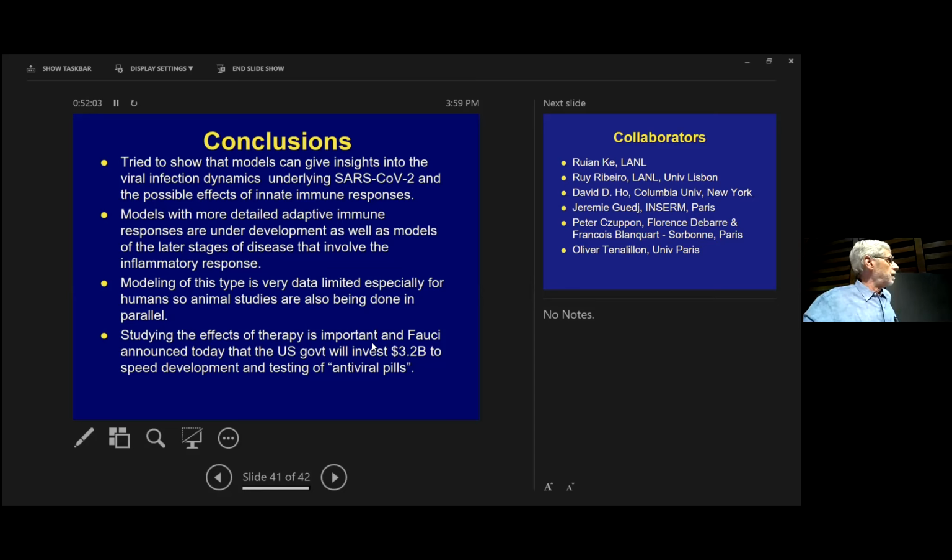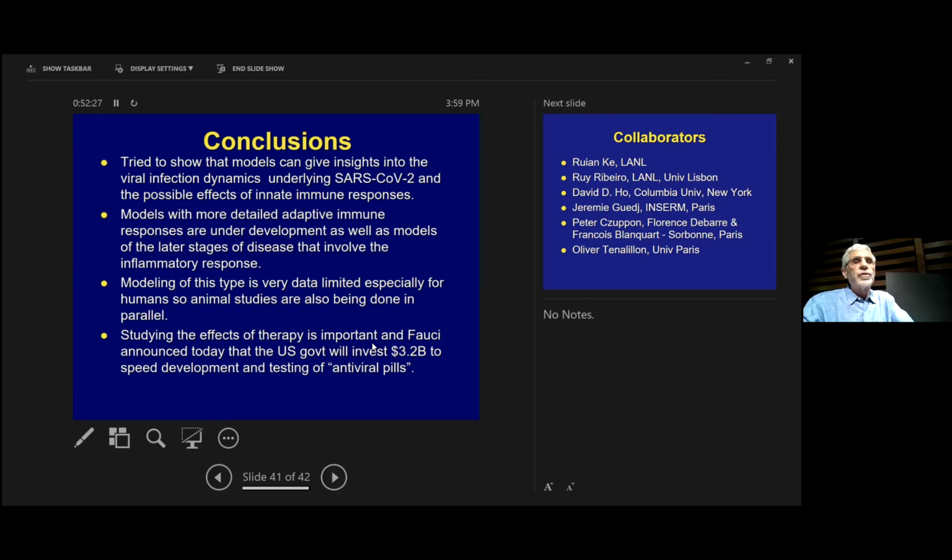Modeling of this type is very data limited, especially for humans. So there are animal studies also being done in parallel where you can biopsy them. But again, there is no perfect animal model. The closest that actually has symptoms is a hamster model. With non-human primates, you get good viral loads, but they don't get sick. So it depends on what you're looking for.